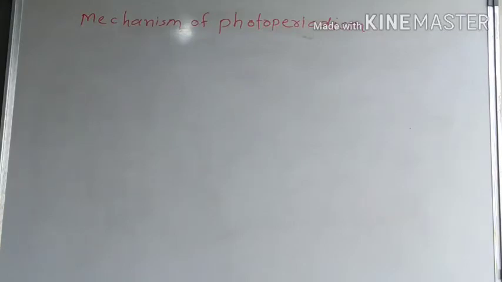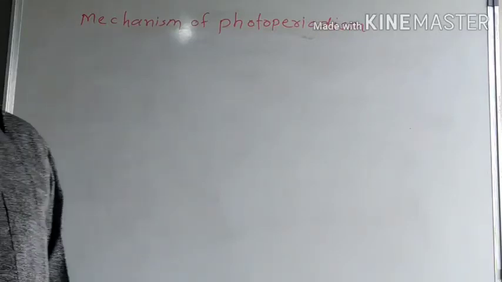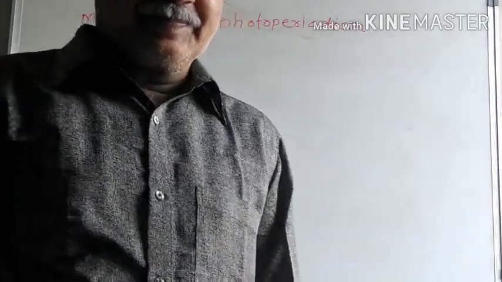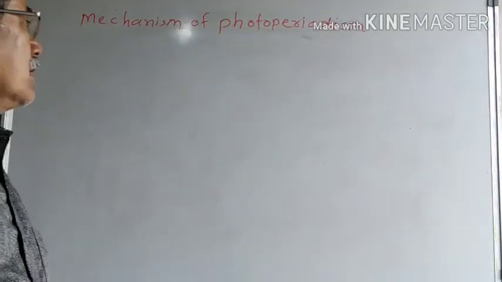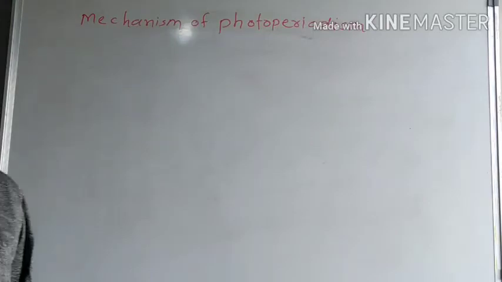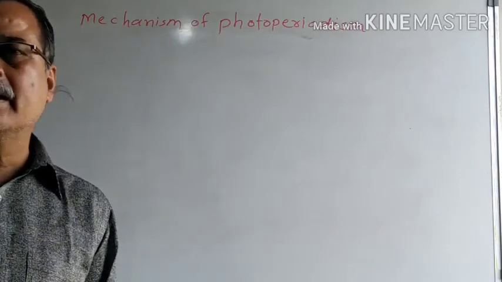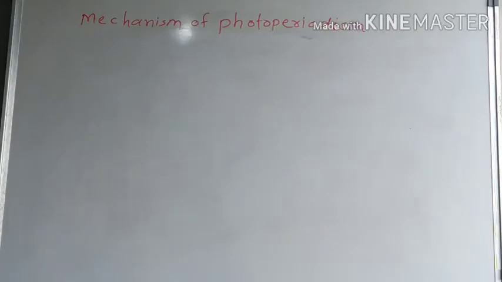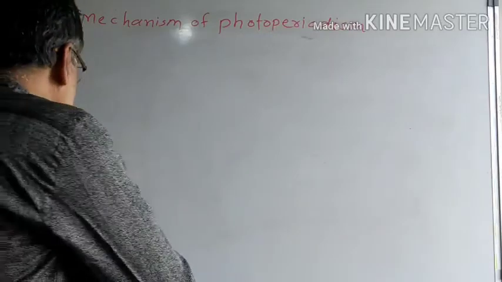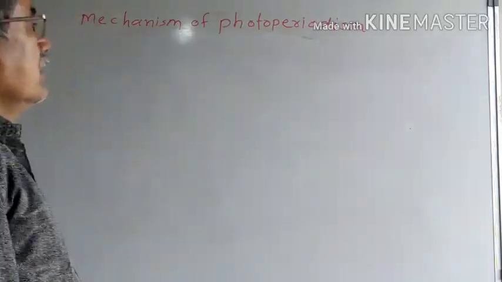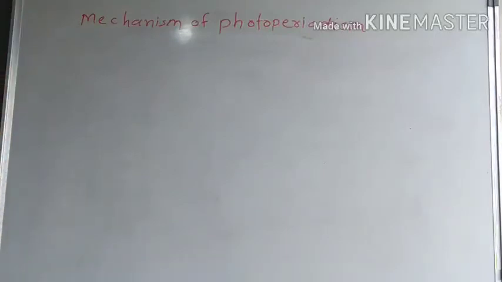Mainly there are 4 steps. Already we have seen the first step, that is photoperiodic induction. Here the plants are subjected to the correct light periods and dark periods as per the requirement of the plant. This is known as photoperiodic induction.